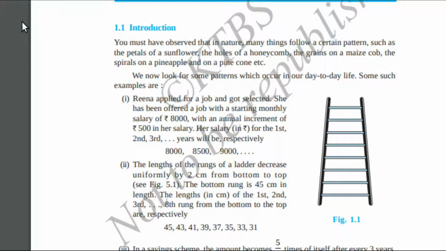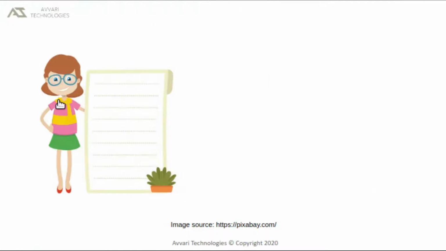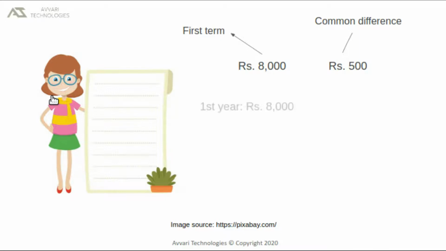Now let us take a couple of examples in our day-to-day life. In the first example, this is Reena. She applied for a job and she got selected, and she was offered a salary of 8,000 rupees per month, and each year her salary will be incremented by 500 rupees. Her initial salary is 8,000 rupees and the increment per year is 500 rupees.